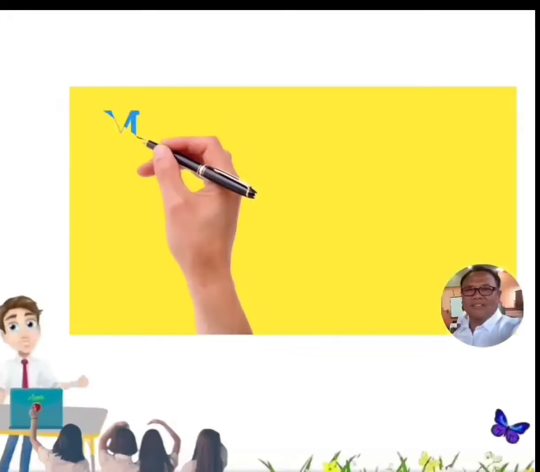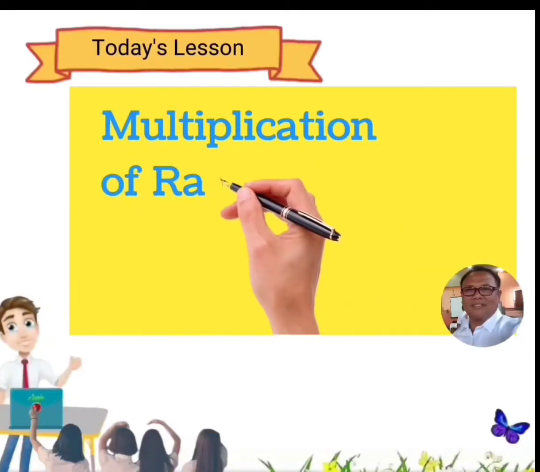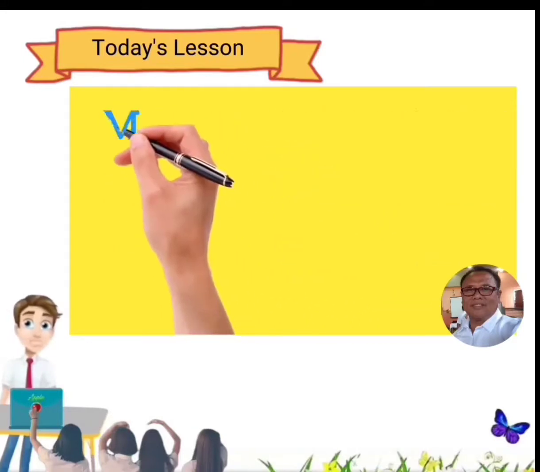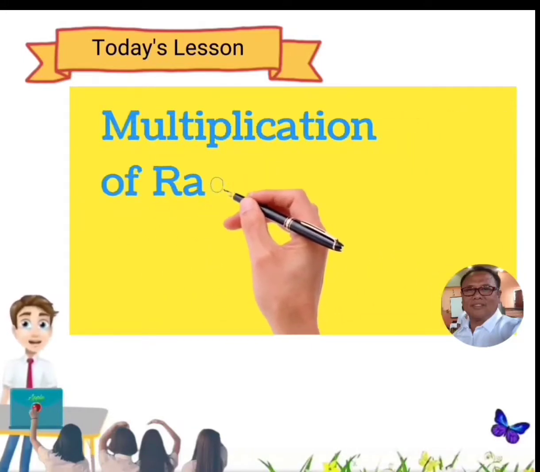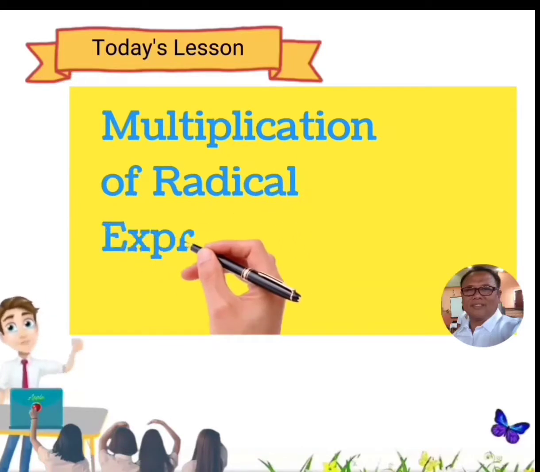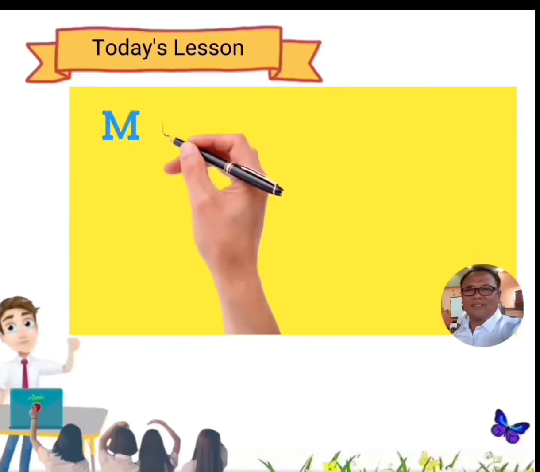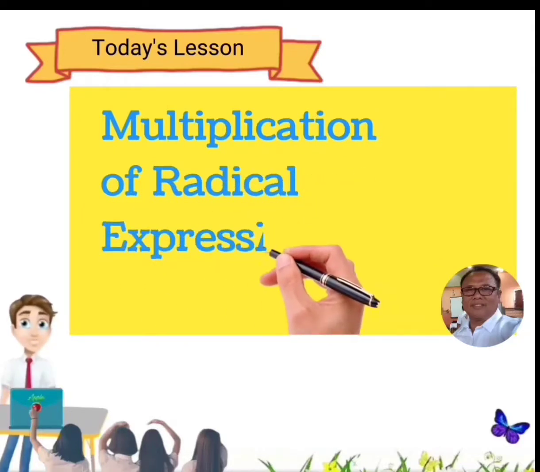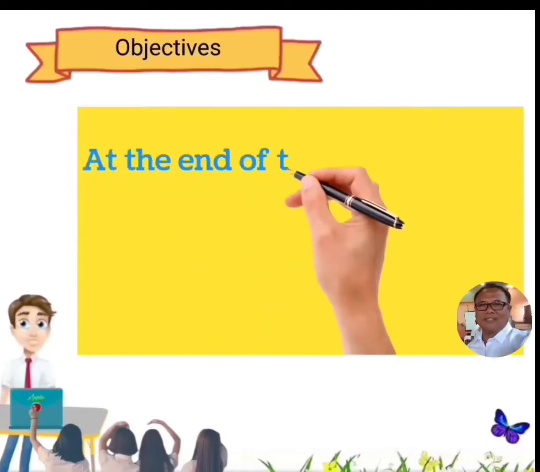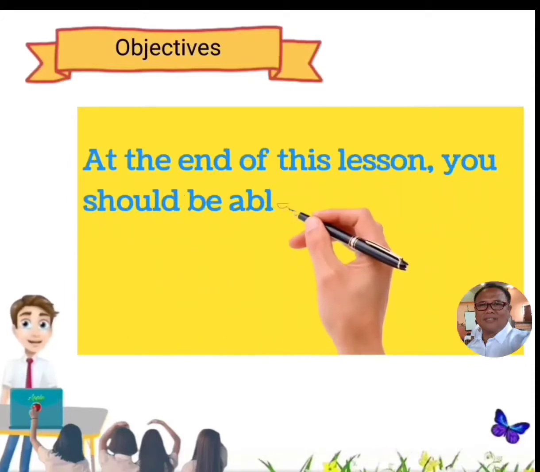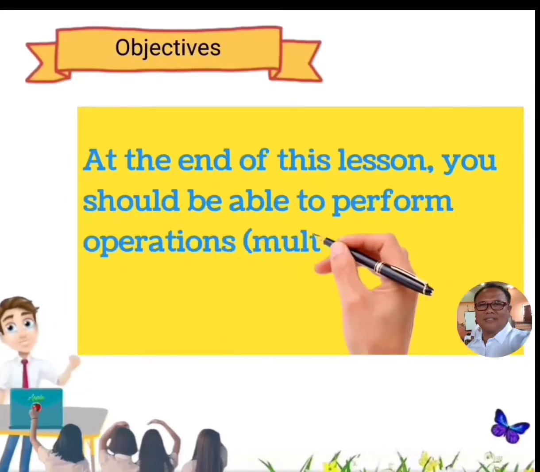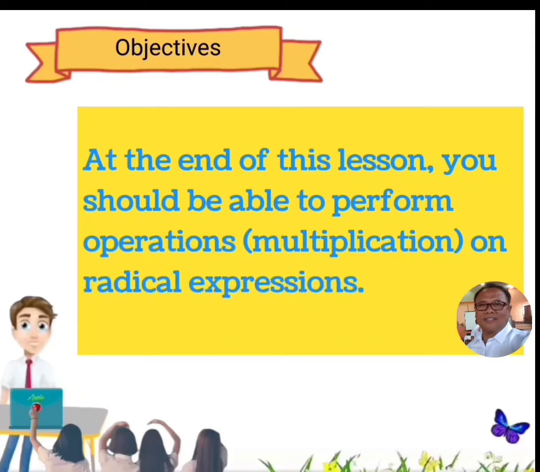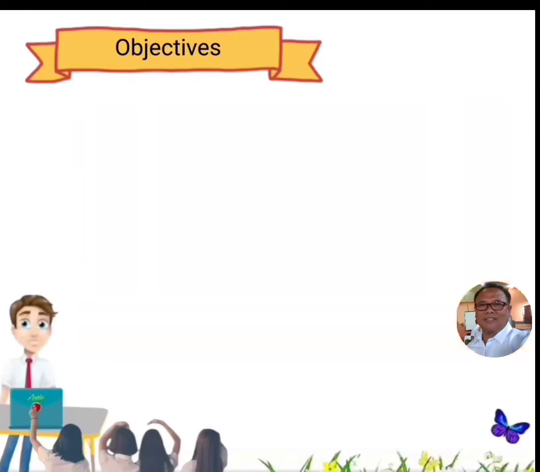Let's go! So our lesson for today is all about multiplication of radical expressions. And last time we already discussed the different properties of radicals. So I believe we are now able to do multiplication this time more easily. At the end of this lesson, you are expected to do multiplication of radical expressions both with the same indexes and with different indexes. So are you ready, my dear students?